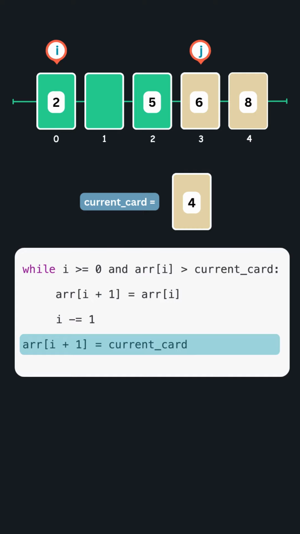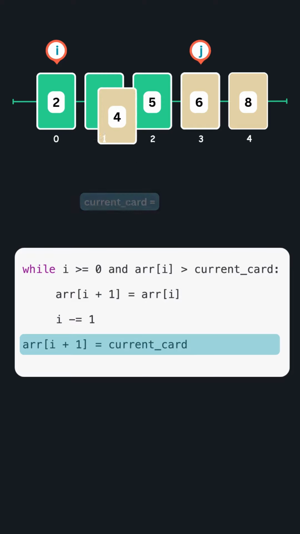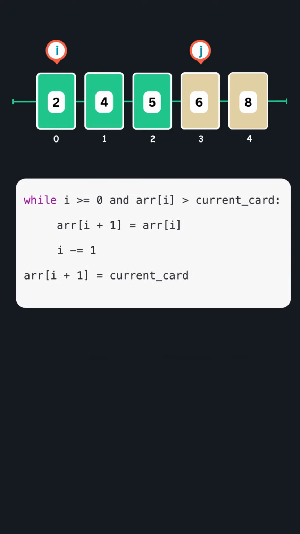At this point, we made room to insert the current card at the correct index of i plus 1, which is position 1, and we place it there. The core idea is to repeat this copy and shift logic for every element in the array starting from the second position, treating each one as a card we need to insert into the sorted segment on its left.